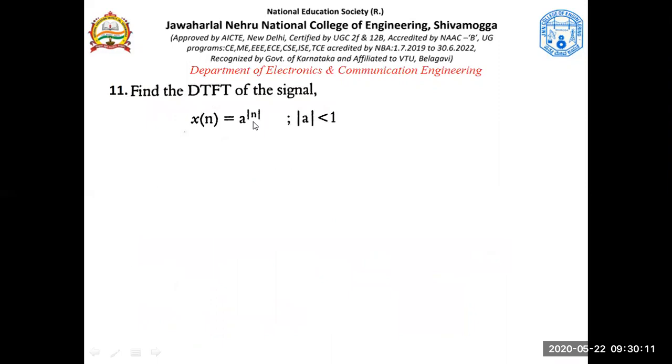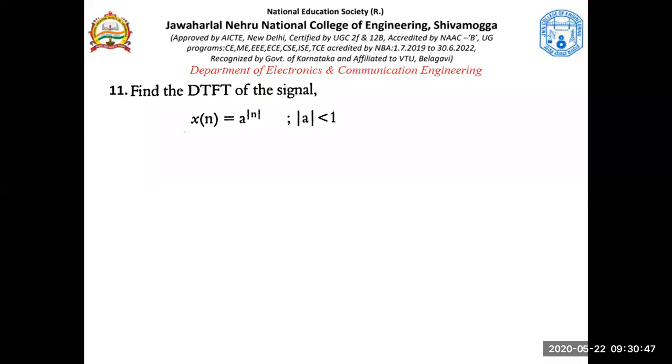That is finding the DTFT of this signal. Very similar signals we have been taking. Whatever signals we have seen for finding the z transforms, the same set of signals are being considered for finding out the DTFT also. So what is the tricky thing here? It's not given directly. Again, it's a smart way of representing the signal, a short form of representation.